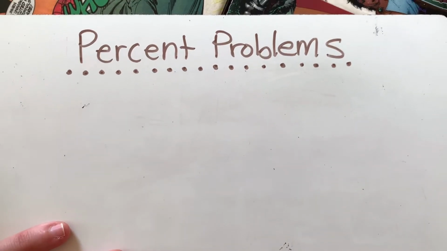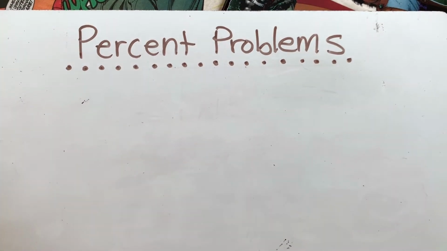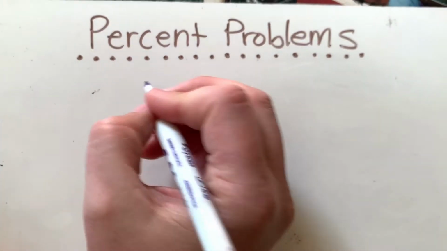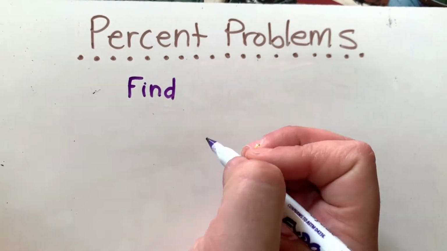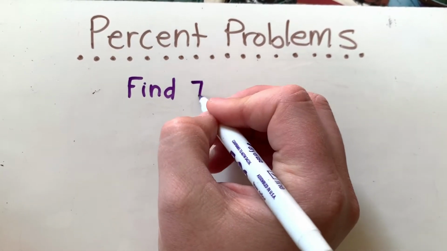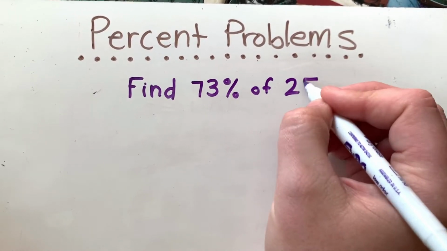All right, let's talk percent problems. I feel like a lot of people wanted to review these. So let's just start with the simplest kind of percent problem where you have to find a percent of something. So let's say you need to find 73% of 25.